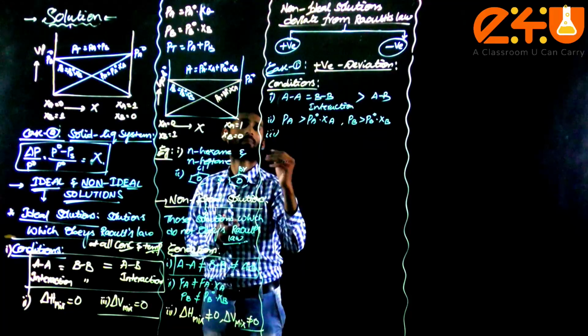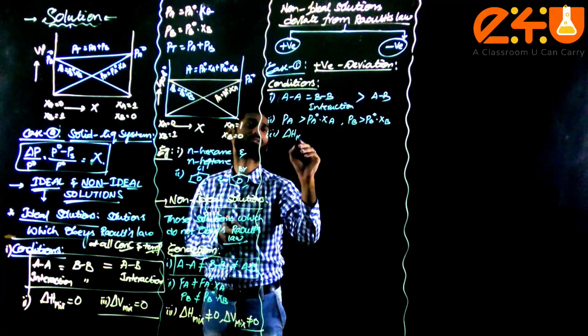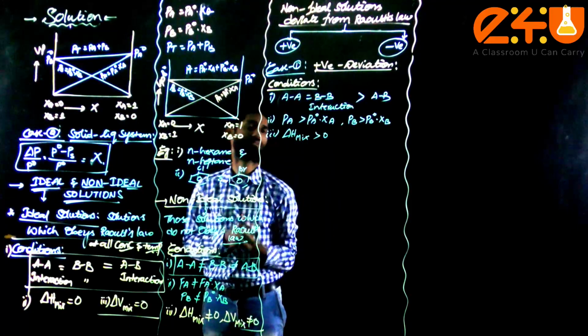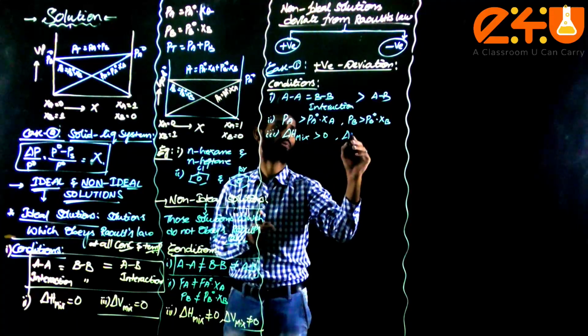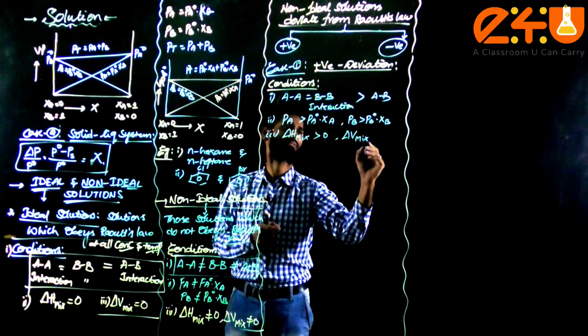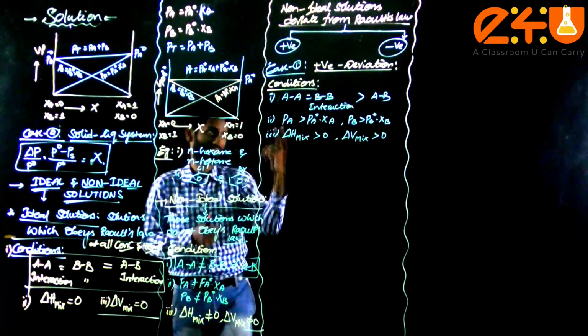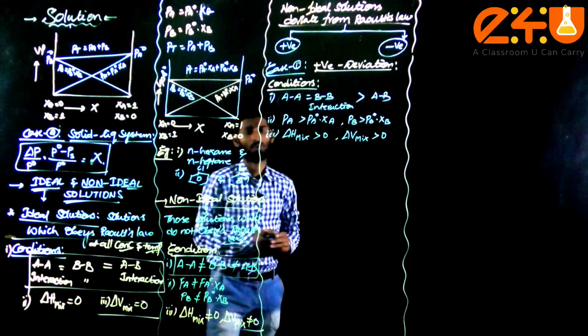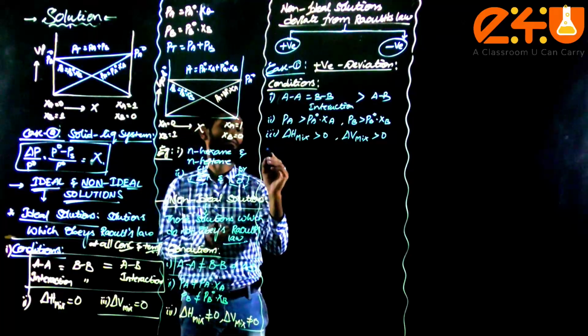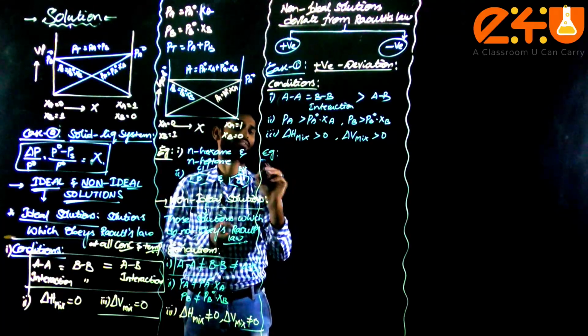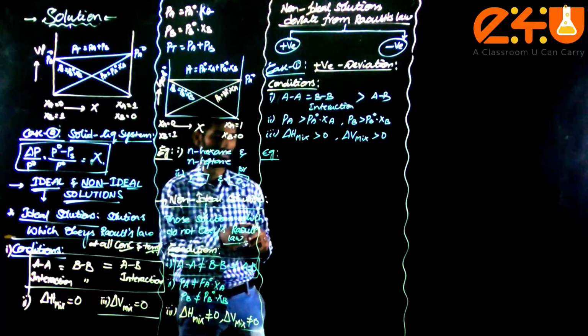Next, what about delta H mixture? Delta H mixture is greater than 0. Here also, the fourth condition, delta V mixture is greater than 0. These are the conditions. Next, what are the examples? I can take it here. First of all, we can draw the graph.